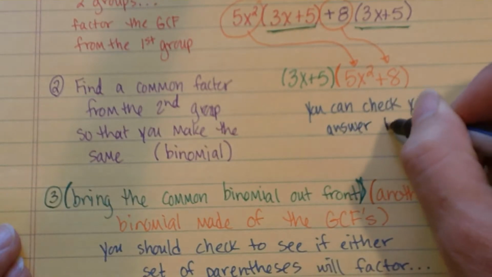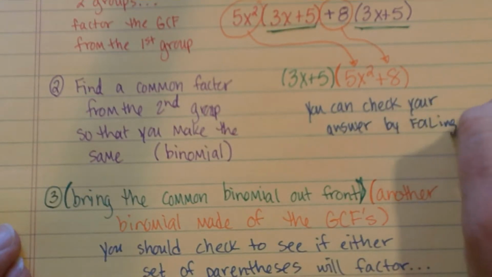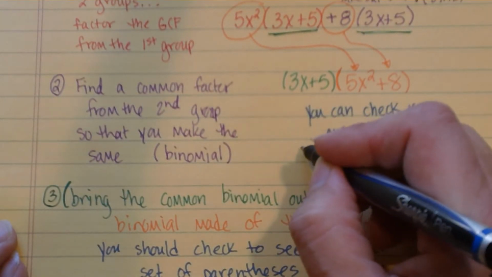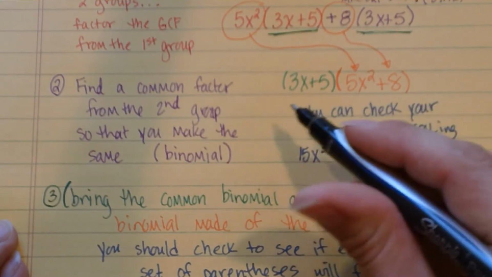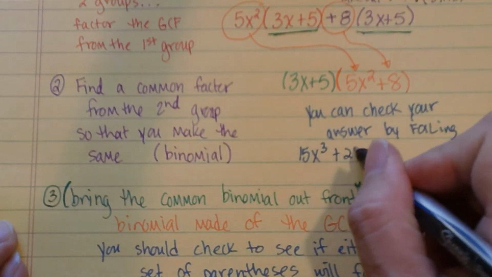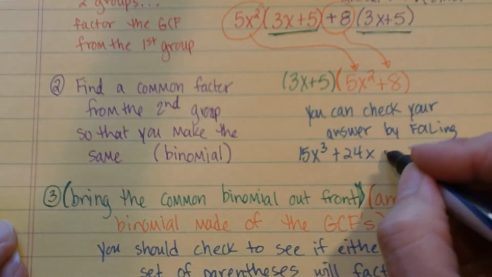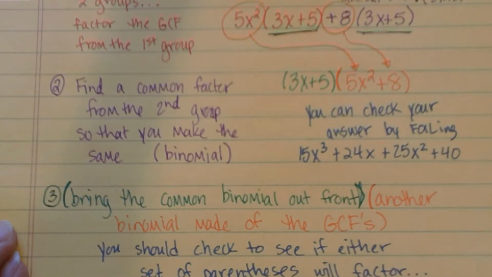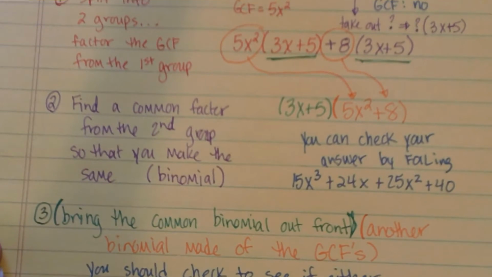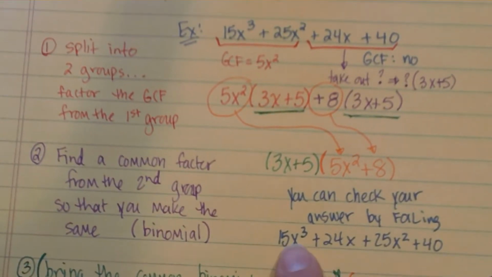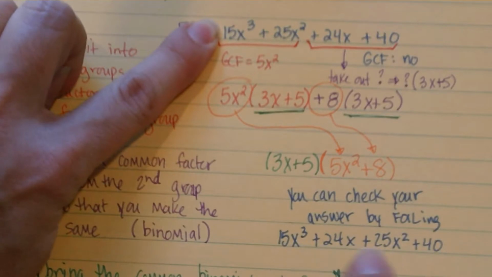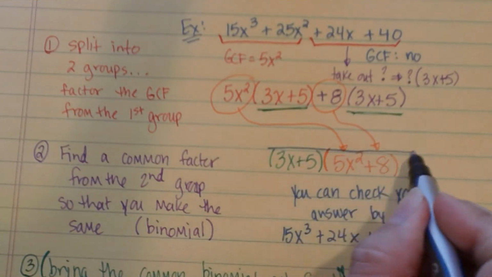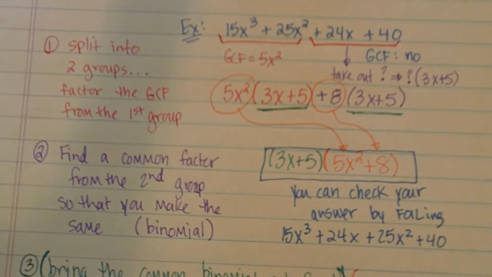So let's go ahead and do that, just so you know on this problem that we're right. So we take first times first. 3x times 5x squared is 15x cubed. Outside times outside, plus 24x. Inside times inside, plus 25x squared. And last times last is plus 40. That's in a different order than our original problem was, but it's the same thing if we were to write this in standard form, which is decreasing exponents. So we have now factored our original polynomial, and that is the answer.